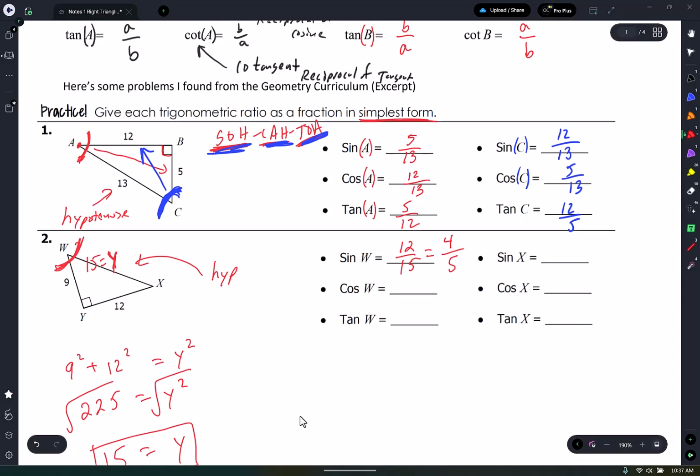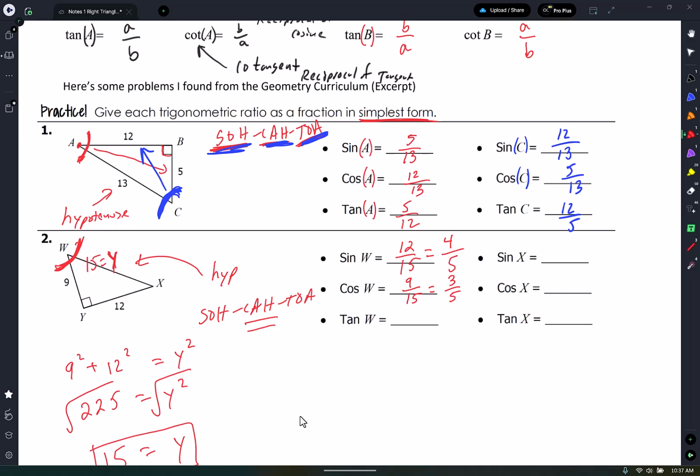All right, let's go to cosine. Let me write SOHCAHTOA again to help us out. Once you're a beast, you no longer have to do this. Cosine is adjacent over hypotenuse. Adjacent, which is what? 9 over 15, and that reduces to, 3 goes into 9 how many times? 3, and 3 goes into 15? 5. There it is, 3/5.